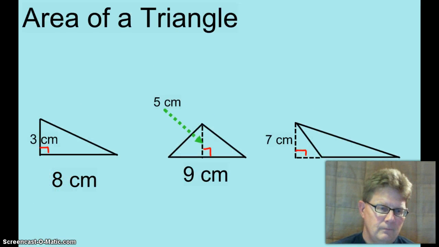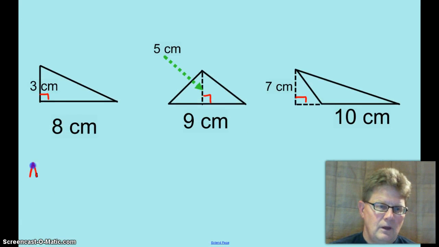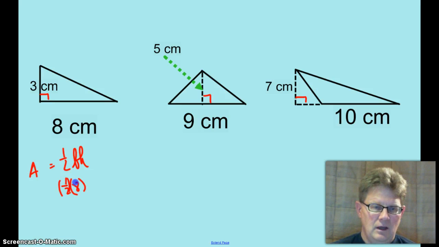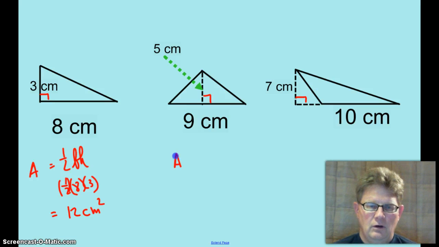So area equals 1/2 the base times the height. 1/2 times 8 times 3. The area is 12 square centimeters. Area equals 1/2 the base times height.